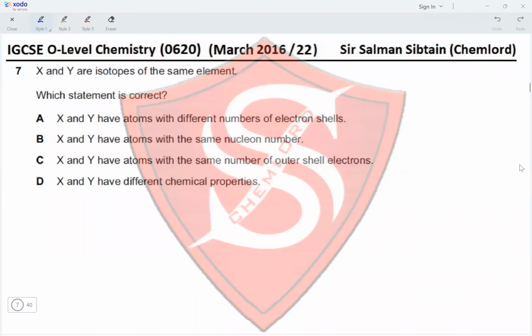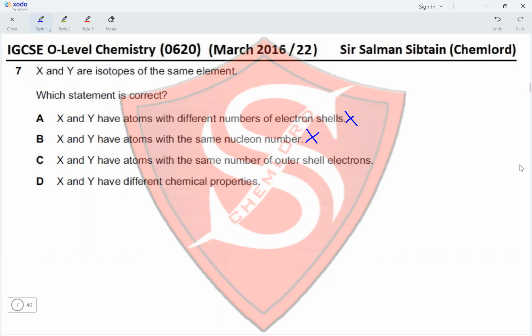X and Y are isotopes of the same element. Which statement is correct? X and Y have atoms with different number of electron shells. No, they have the same number of electron shells. X and Y have atoms with the same nucleon number. No, that is a number that will be different because the number of neutrons are different in isotopes.